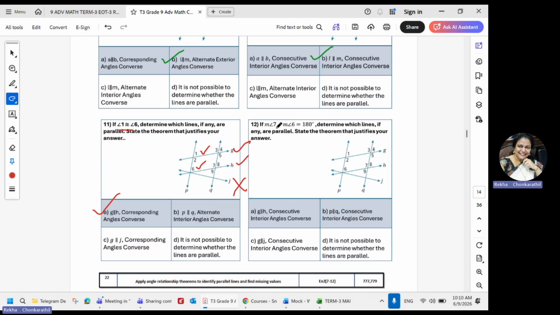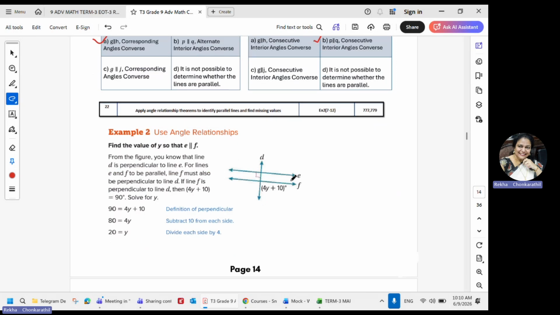Here 7 plus 6 is 180. Where is 7? This is 7, this is 6. These lines are coming from P and Q. So these are inside on the same side, consecutive interior angles of lines P and Q, not G and H. It's P and Q and consecutive interior angles. So option B will be your right answer.